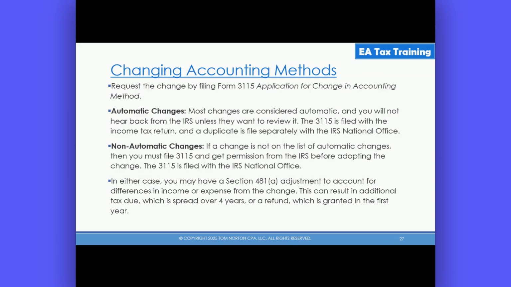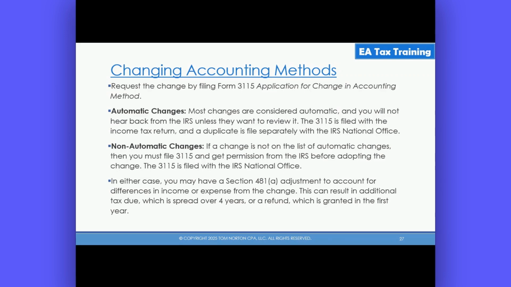With an automatic change, you file the Form 3115, but you are not going to hear back from the IRS unless they want to have a closer look at it. Most of the time, you just file your 3115, the IRS is fine with it, and you don't have to do anything else. However, you don't just file the 3115 once. If you got an automatic change, you're actually going to file it twice. First, you are going to attach it to the tax return for the year that you want the change to be in effect. So if you want it to be in effect for 2024, you are going to attach the 3115 to the 2024 tax return.